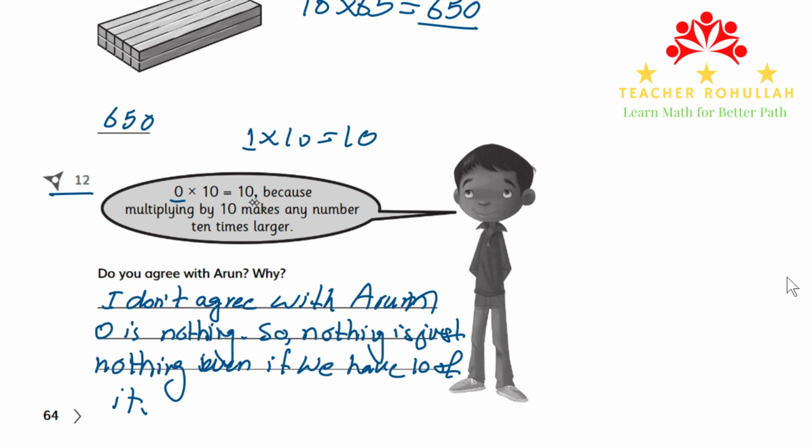That's why Aaron cannot be correct over here, because when we have something like the one I said, 1 times 10 is 10, because we have 1. If we have 2, 2 times 10 becomes 20. It becomes 10 times bigger. But when we have nothing, nothing is just nothing.